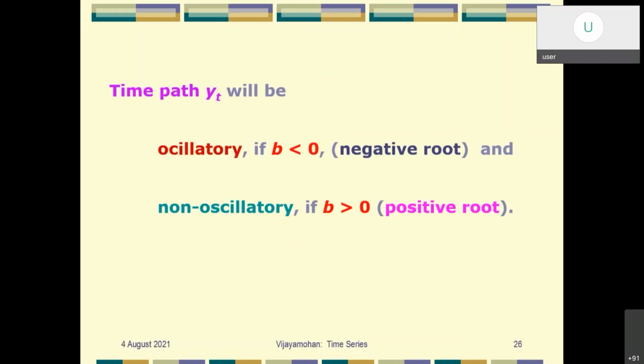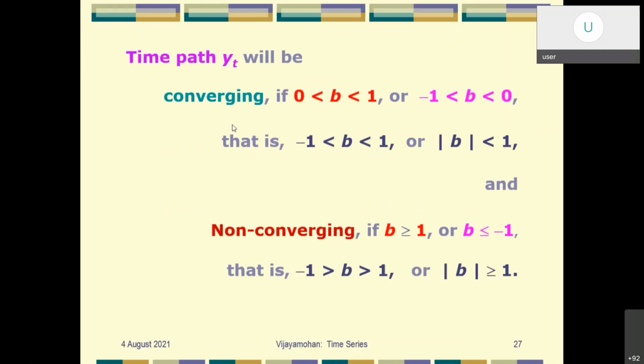The conditions we have already seen. We found that the time path yt would be oscillatory if the root is negative, and non-oscillatory if we have a positive root. And the time path will be converging if the root lies between 0 and 1, or it is less than 1 in absolute value. And we have non-convergence because we are including the case of the root being equal to 1. So we have non-convergence when the absolute value of b is greater than or equal to 1.